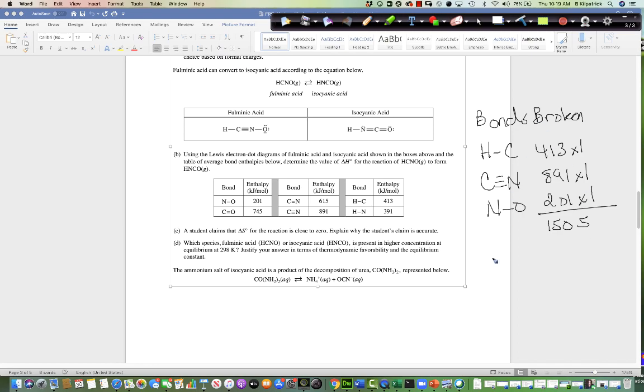All right, so now the next one, we're going to do the bonds formed. So look at your product. Now I have an HN bond. That is 391. There's only one of those. Then you're going to make a C double bonding to an N.